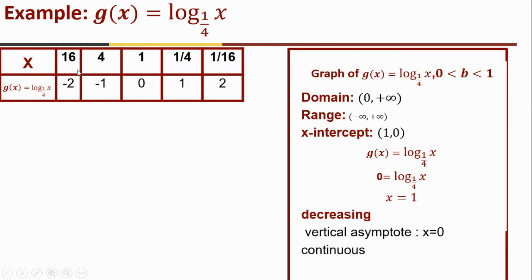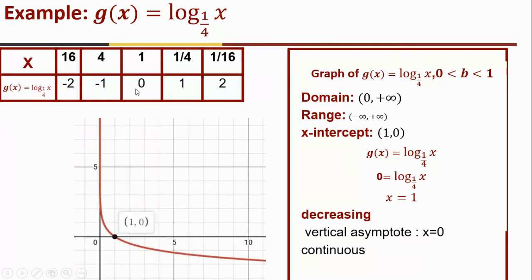So, we have now the table of values. We just use here multiples of 1/4. So, you have 1/4, 1/16, 4, 16, so that it would be easier for us to find the value of y. So, this is now our graph, and we notice that it is decreasing. So, we observe that whenever our base here is between 0 and 1, we will produce a decreasing function. Then we have this as our intercept, and we observe that as x increases, what happens to y? y decreases.